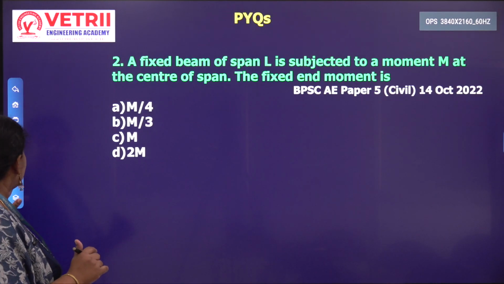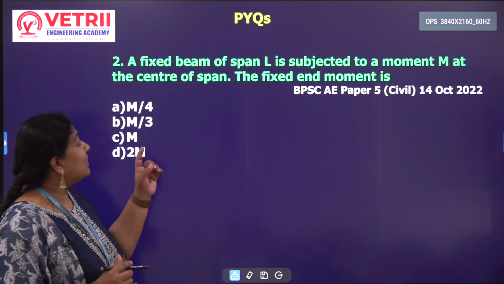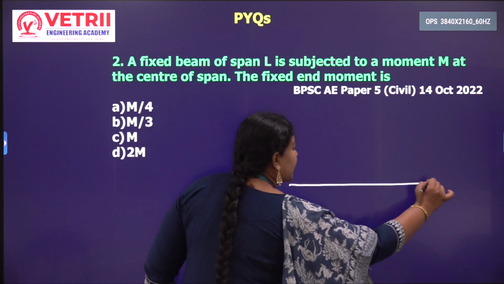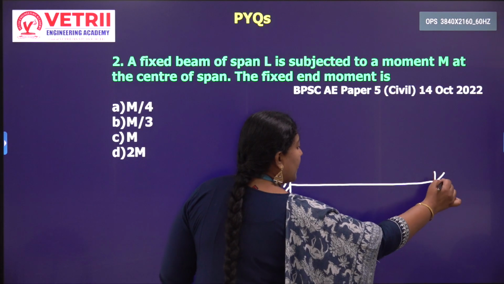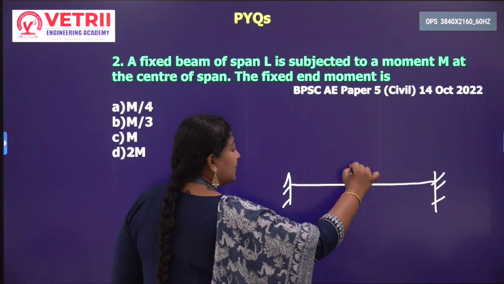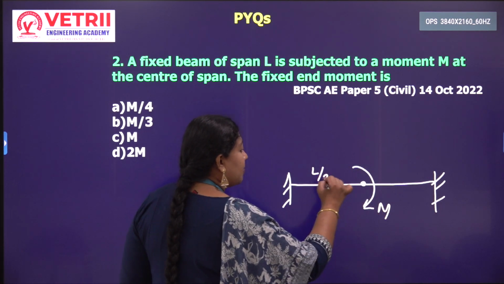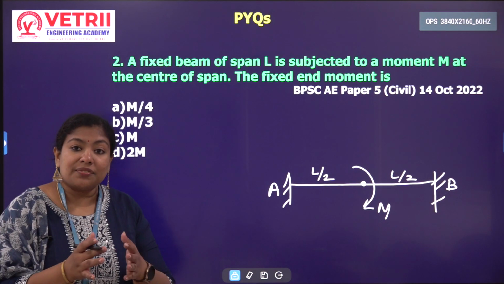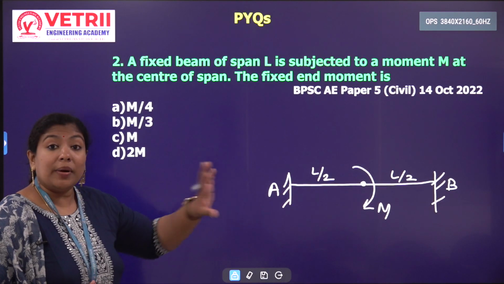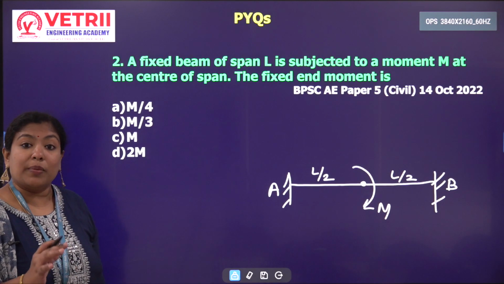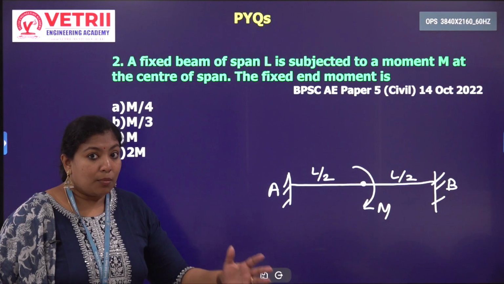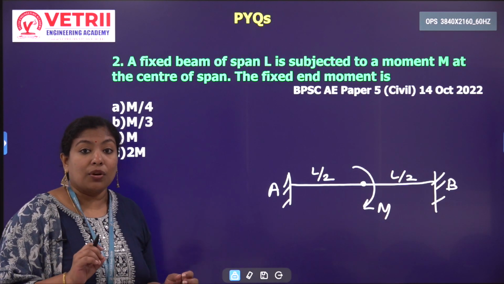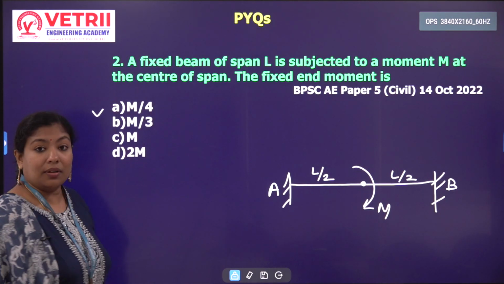It is subjected to a moment at the center of the span. So this is a fixed beam, and exactly at the center I have a moment. This is L by 2, L by 2, with ends B and A. Then what is the fixed end moment? In the tabular column we saw that when a moment is applied, at the far left and the far right it is the same constant value. So that is M by 4. You have seen this in the tabular column. So it is M by 4.